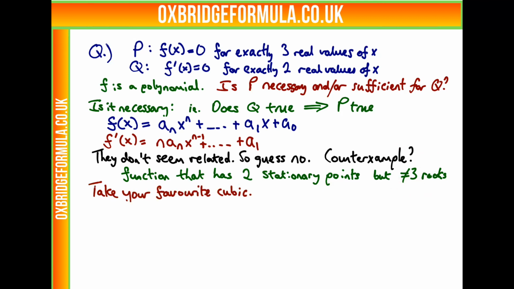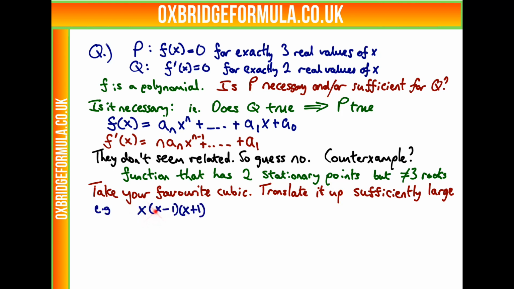Well, you can just take a favourite cubic with 2 stationary points, and then if you translate it up sufficiently far, you can make sure that it doesn't have 3 roots. For example, if I take x times x minus 1 times x plus 1, this is a cubic like this with the roots at minus 1, 0, 1. At the moment it has 3 roots, but if you translate it up sufficiently far, we can move this stationary point above the x-axis, and then it only has 1 root. So this is a counterexample to this statement.